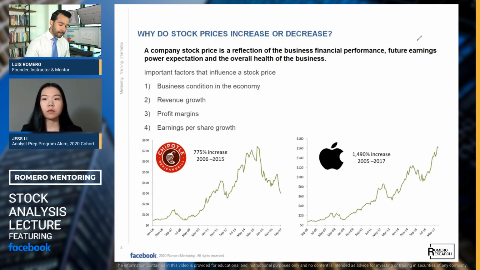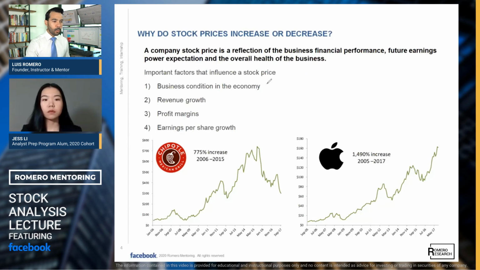So what causes a stock to increase or decrease? And we boil it down to four very simple variables. And at the end of the day, what really drives stock prices is growth, performance, and also the story. So every time you're looking at a stock, make sure that you're accounting for these four factors.